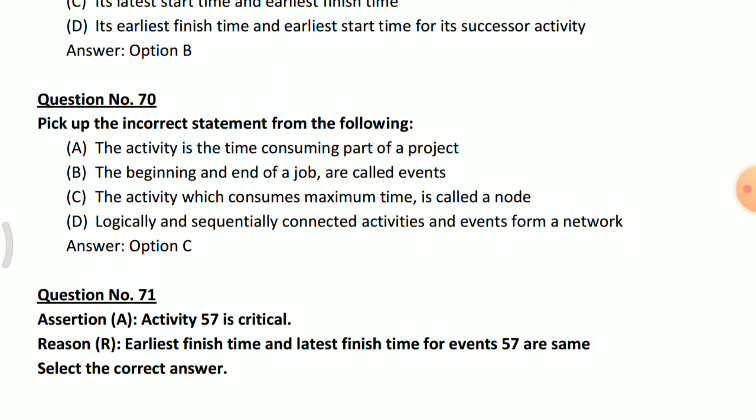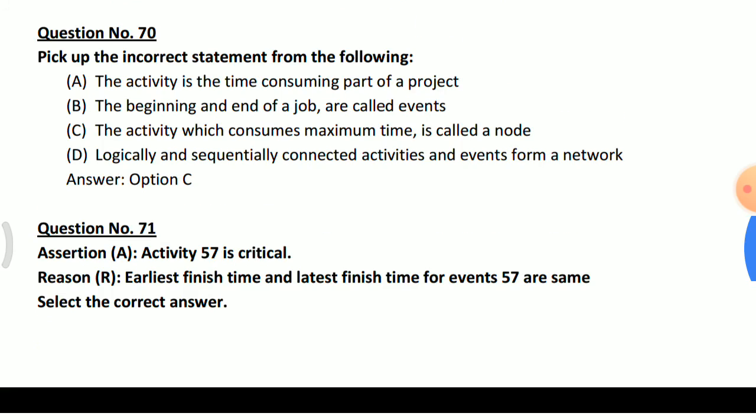Pick up the incorrect statement. Option C is incorrect, which means the remaining are correct. Option A: activity is the time consuming part of a project. The beginning and end of a job are called events. And option D: logical and sequentially connected activities and events form a network.